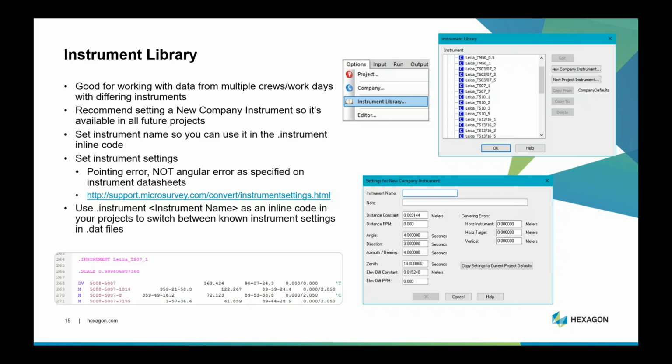Once you've done that, you can use .instrument and then type in your instrument name as an inline code into your project, and that will then switch between those known instrument settings in your DAT files. So say you've got a TS07 and a TS13, different guns, different settings, you can switch back and forth between those and carry on with your project very easily.